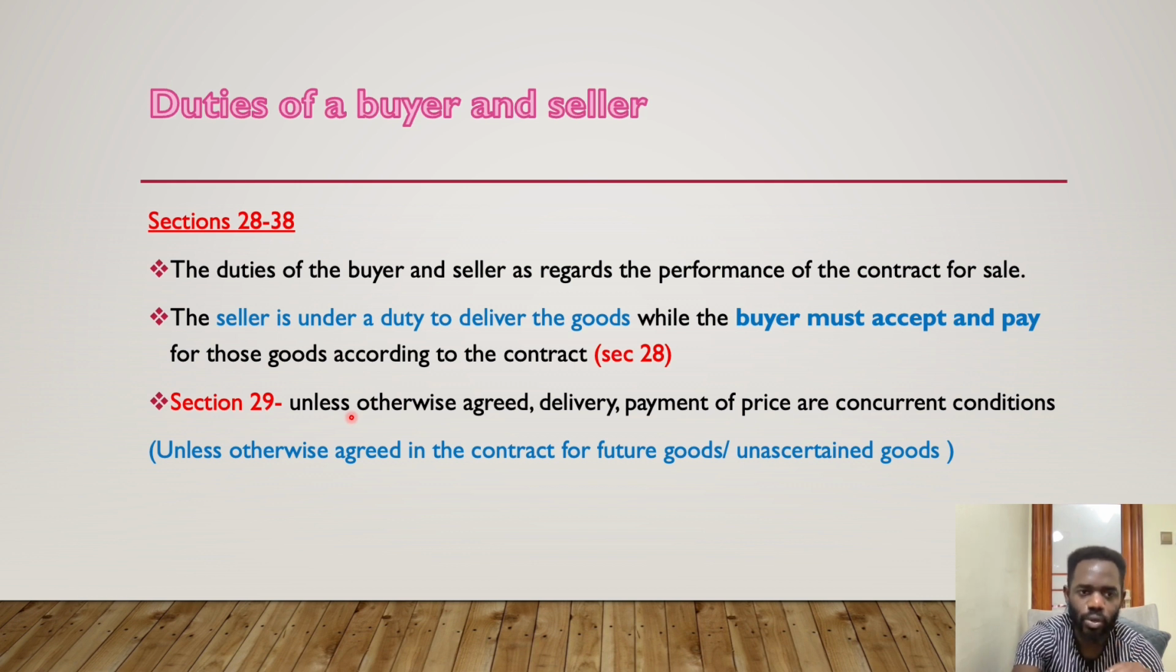However, by closely looking at section 28 of the Sale of Goods Act, we have an exception which provides that unless otherwise agreed in a contract for future goods or unascertained goods. So there's an exception where a delivery may occur, but payment will not actually occur concurrently. And if you want to understand what a future or unascertained good means, then refer to the video I made on unascertained goods so that you get a proper understanding of these two key terms.